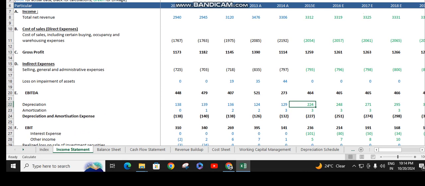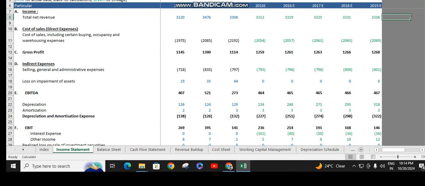So here in the income statement, this is the total revenue, the revenue of the particular company. Then we have the cost of sales, which includes buying, occupancy and warehousing expense. So this is related to the cost of sales and direct expenses. Then we have the direct expenses. There's a formula here: revenue minus cost of sales gives the gross profit. So this one is the gross profit.